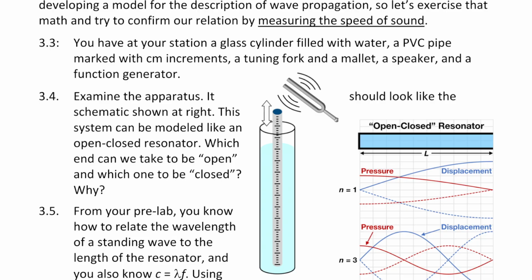And so one of the questions in the lab is, what is resonance? How do you know if you have resonance? You'll hear it. You'll be able to hear if you have resonance. And so you're just gonna use the tuning fork at different heights of the PVC to find when you have resonance.